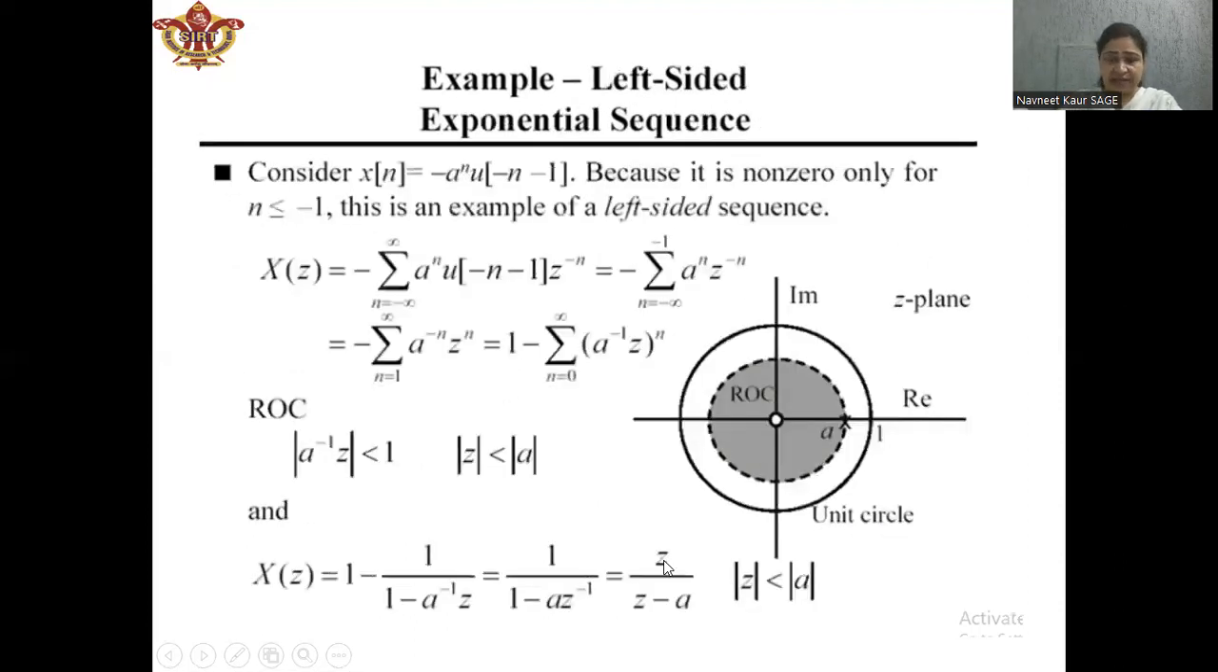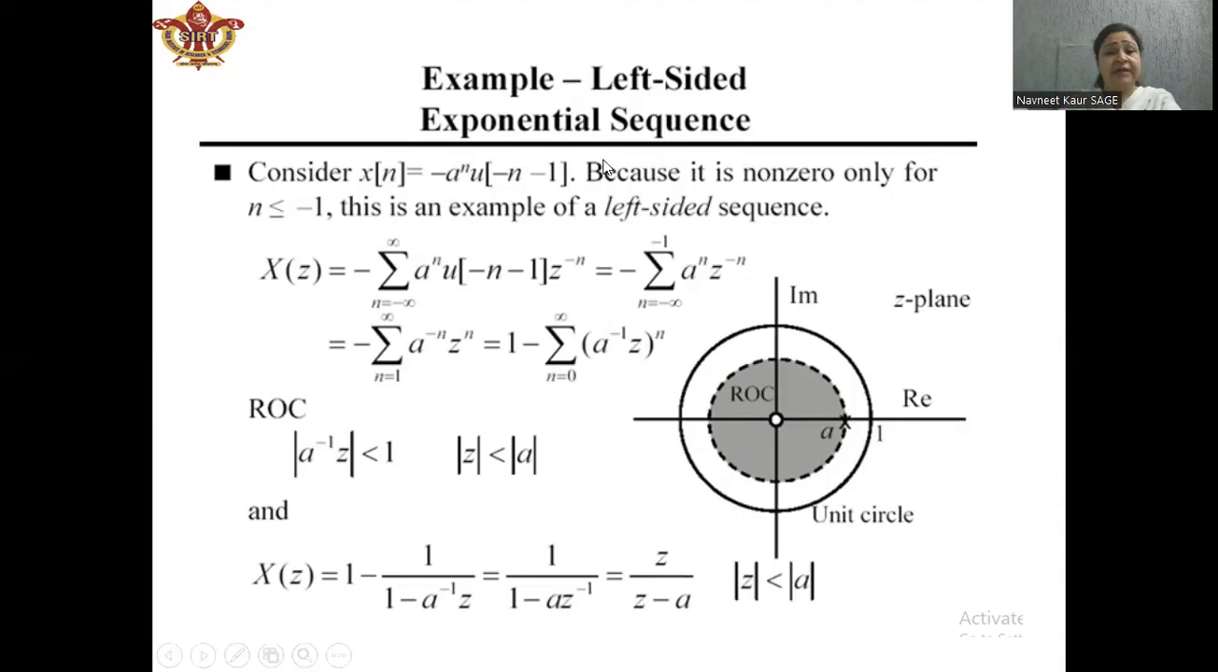Now, I'll consider the second example, which will consist of the left-sided exponential sequence. Now, I'll take the sequence x[n], which is minus a raised to power n u[minus n minus 1]. If we plot u[minus n minus 1], I'll get a sequence which will start from minus infinity and end at minus 1. That means this sequence is a left-sided sequence. So it is non-zero only for n less than or equal to minus 1.